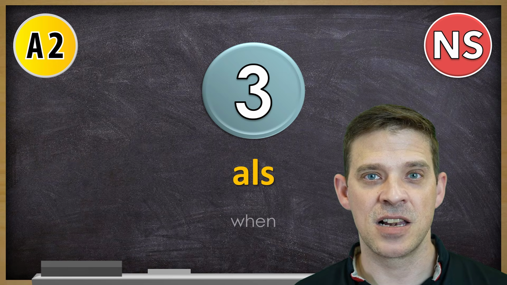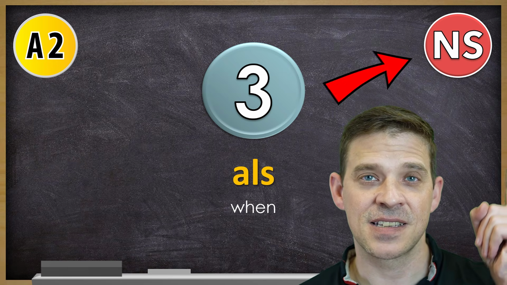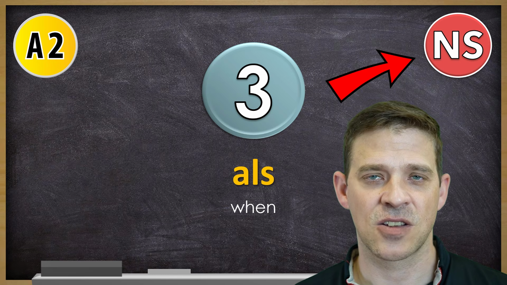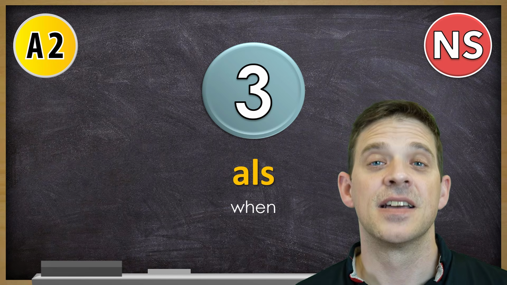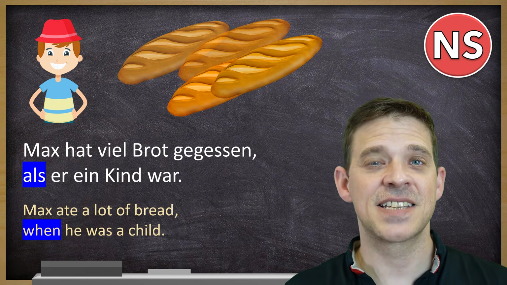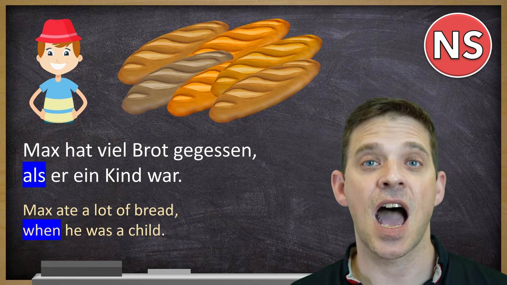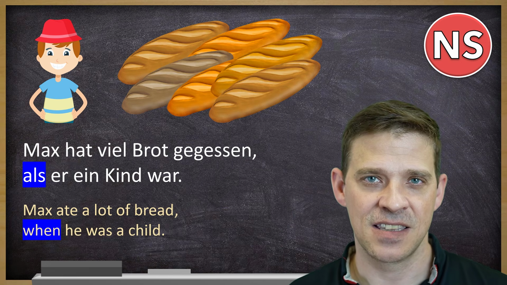Nummer 3, als. Als ist when. Und als, Achtung, ihr seht, das ist eine Nebensatzkonjunktion. Zum Beispiel, Max hat viel Brot gegessen, als er ein Kind war.